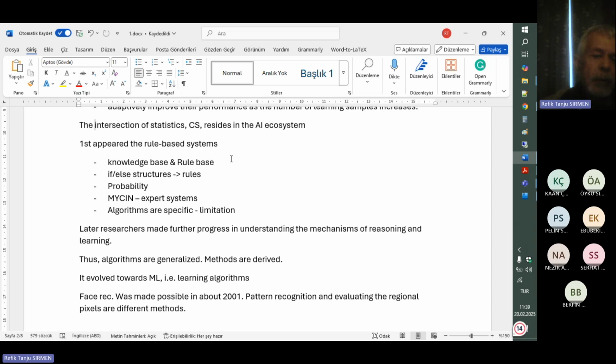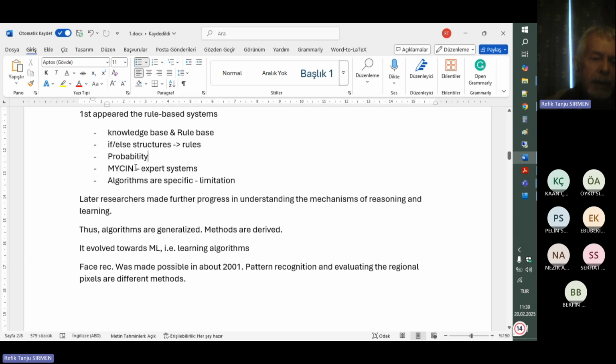Okay, it goes this way. Of course, these expert systems, rule-based systems, are heavily based on probability theory and everything. Okay, and MYCIN, for instance, is used in medicine, for internal medical diseases. It's called MYCIN. It is one of the very first applications, implementations of expert systems in the past.